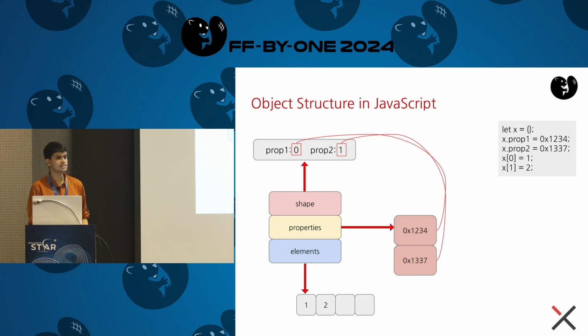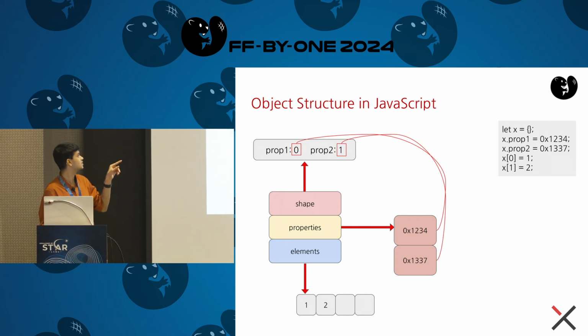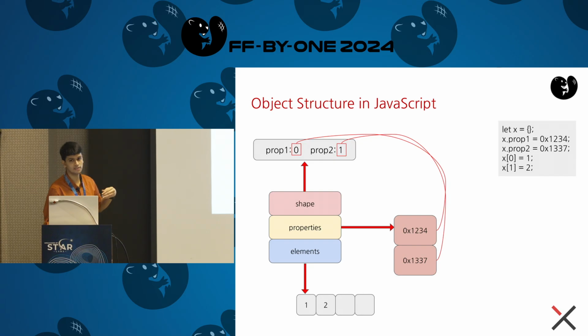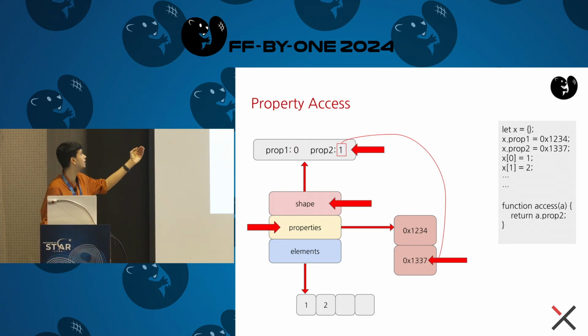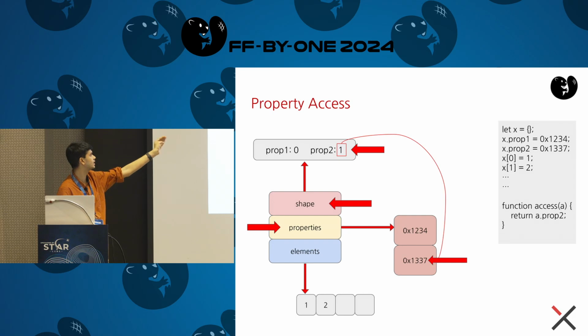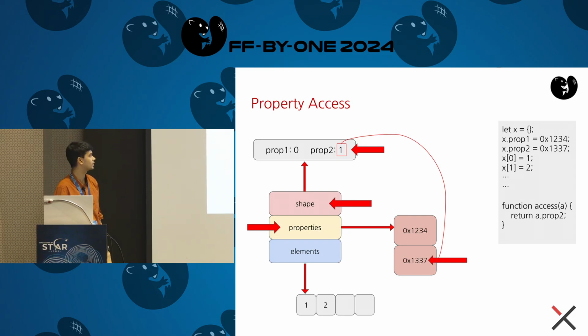The shape is something that contains the property names. You can see prop1, prop2, but it does not contain the property values. The property values are contained in the properties pointer, and the elements, 1 and 2, are contained in the elements pointer. You can see that in the shape we have a few offsets, and you might have guessed what it is already. Prop1 is mapped to 0. That means that if I want the value associated with prop1, all I have to do is look at the 0th index in the properties array, and same for the 1.